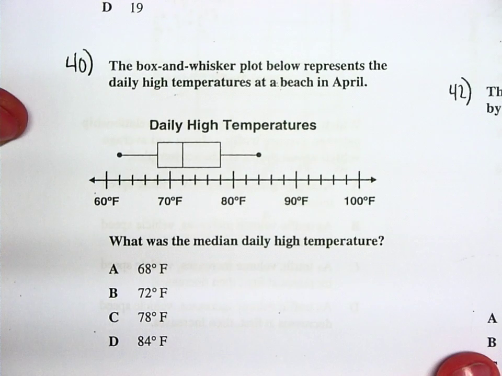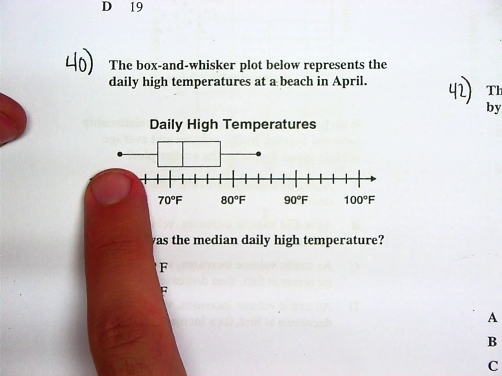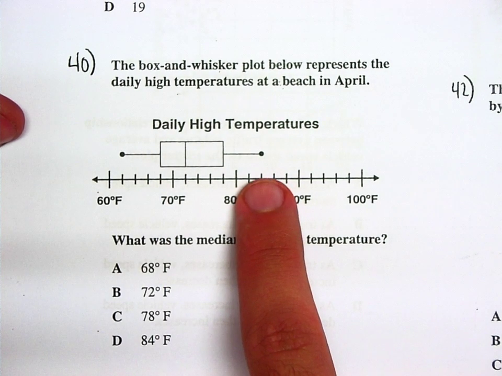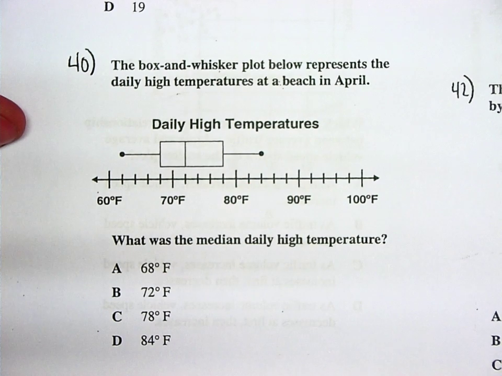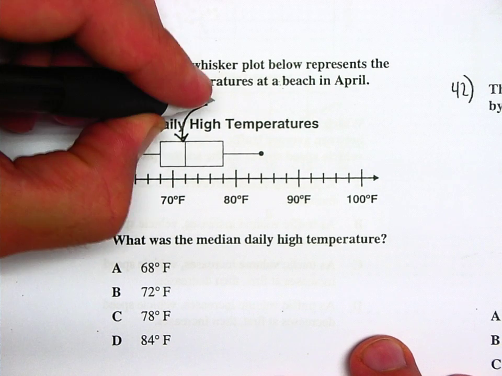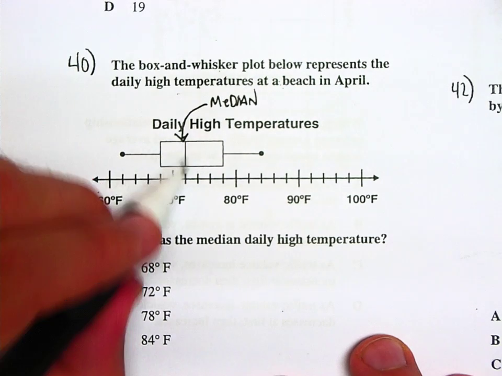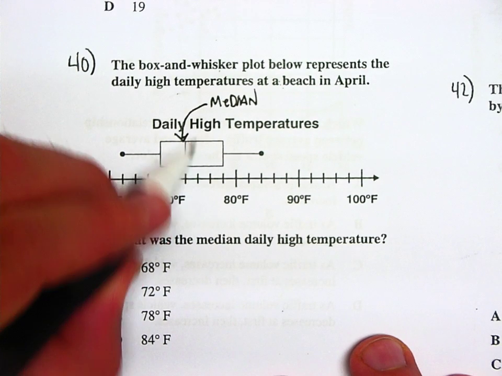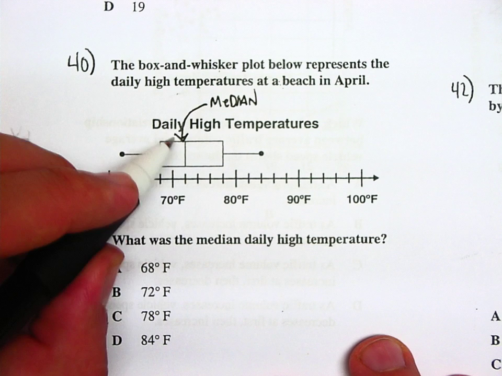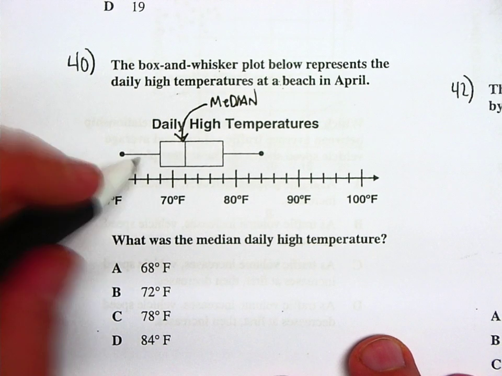Last question for this video. The box and whisker plot below represents the daily high temperatures at a beach in April. So these are the high temperatures at this beach all month. What was the median daily high temperature? I remember when we created box and whisker plots that in the middle of the box is the median. That value is not exactly in the middle of the box because the temperatures aren't evenly distributed, but that line is where the median is.